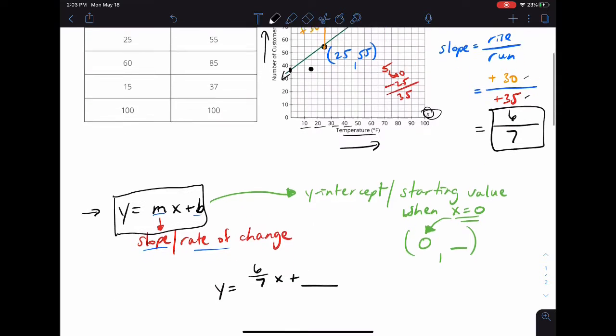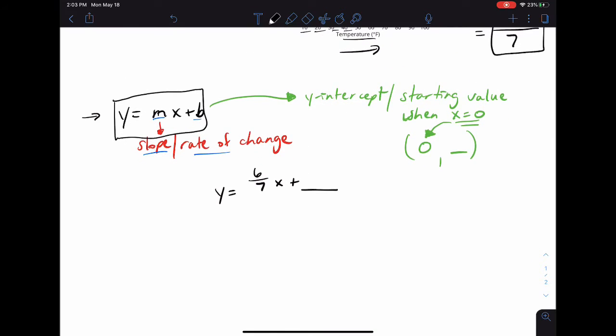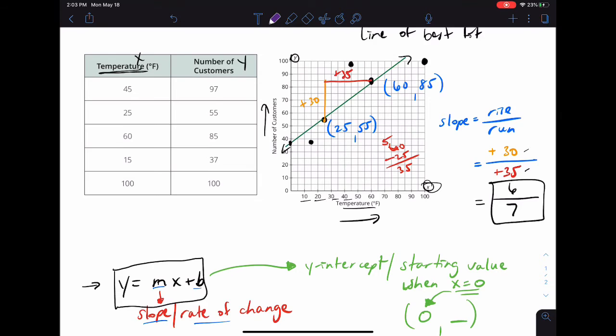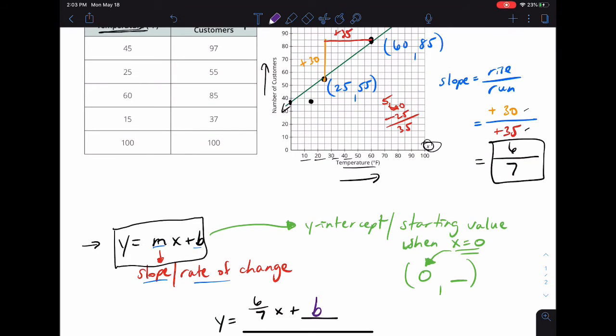So what I'm going to do here is use a b, since I don't know what it is. Okay. So what I'm going to do is, I know that there's 2 dots on that line. I know that this dot's on the line, and I know this dot's on the line. Okay, that's what I used to find my slope. So I'm going to use one of them.